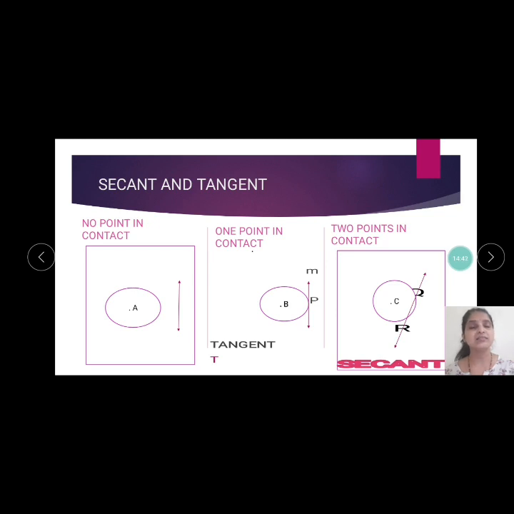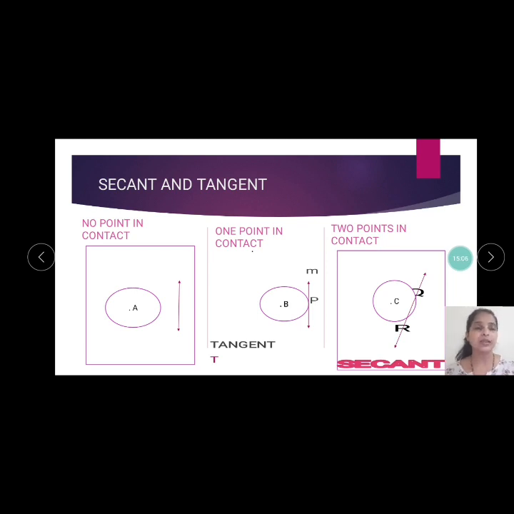That is the circle with center A and a line is drawn. Can you see any point of contact over there? No. Second one, in the second one, circle with center B, and the line is passing through the circle at one single point. The point of contact is only one, right?